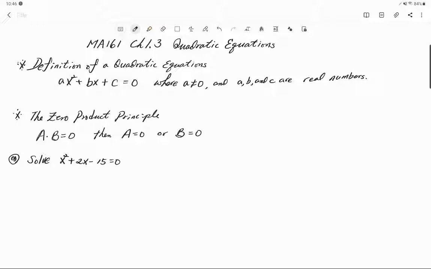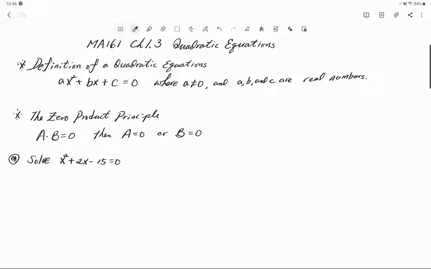And of course, the leading coefficient a should not be equal to 0, because if a equals 0, then the ax squared term will be 0. Then this is no longer a quadratic equation. So make sure the coefficient of the x squared term is not 0. And of course, the coefficients a, b, c are real numbers.